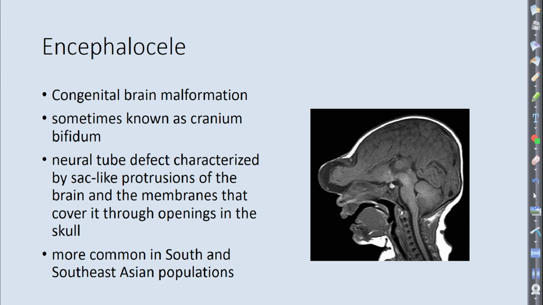Some pathology: cephalocele. This is a congenital brain malformation, sometimes known as cranium bifidum. It's a neural tube defect characterized by sac-like protrusions of the brain and the membranes that cover it through openings in the skull. So you can see it right here on a pediatric patient. This is more common in South and Southeast Asian populations.